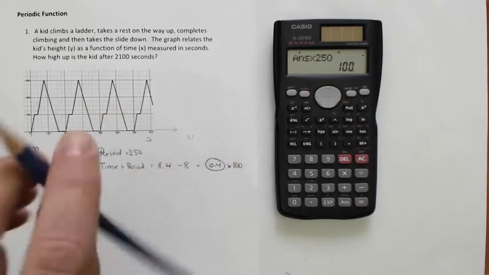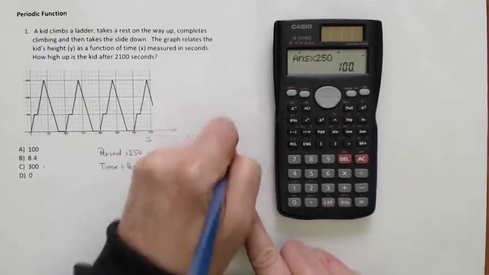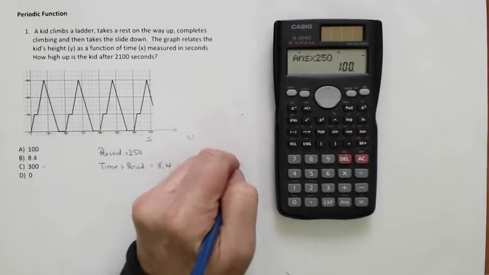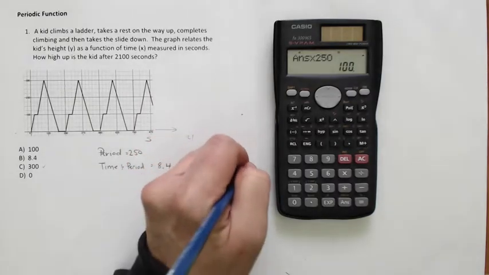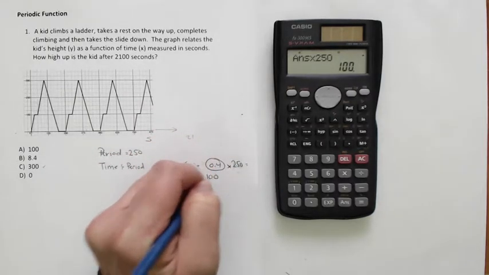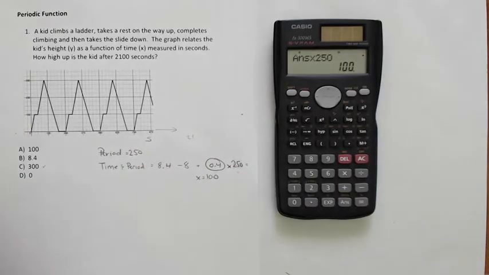Oops, times it. My apologies there. Times that by 250, and that's going to equal 100. And that will be our x. Now that's not the answer, distractor. That's the x. So we have to find where the x is 100.